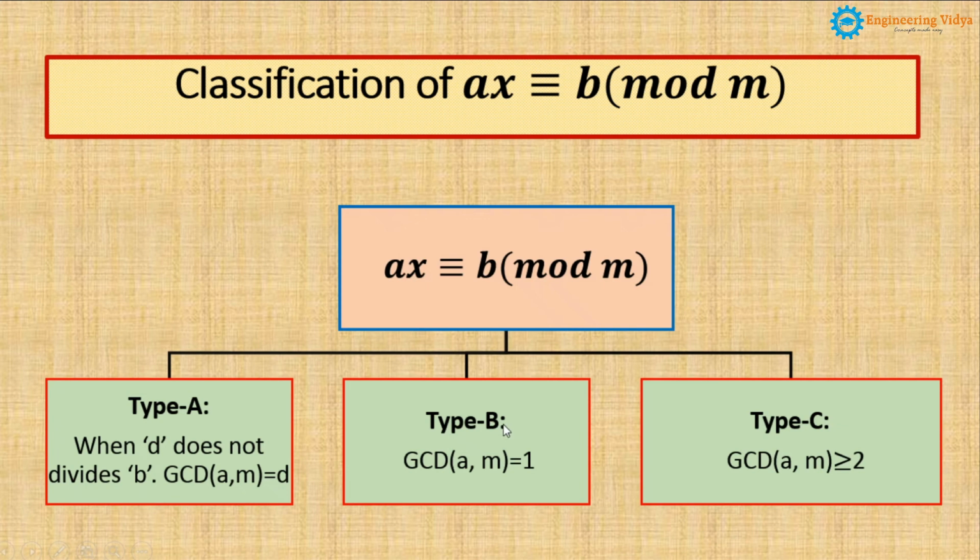As we know, in this kind of problem, first of all we have to calculate the GCD of a and m, and after that we'll decide which type of problem it is. Suppose we have calculated d, and if d cannot divide b, then how that is to be handled, we'll see in the type A problem. After calculating the GCD of a and m, if the GCD is equal to 1, we'll consider it a type B problem. And if the result is greater than 1, or greater than or equal to 2, then we can say it is a type C problem.